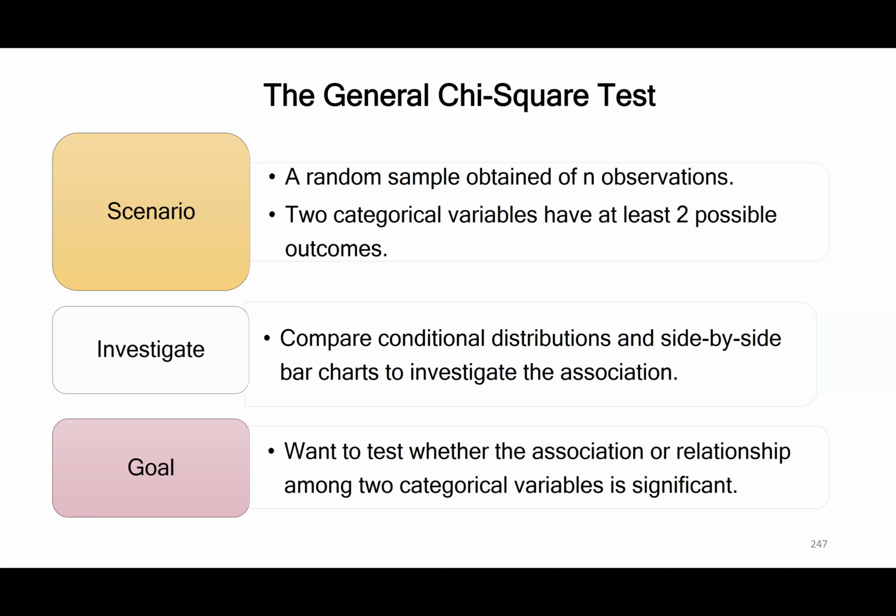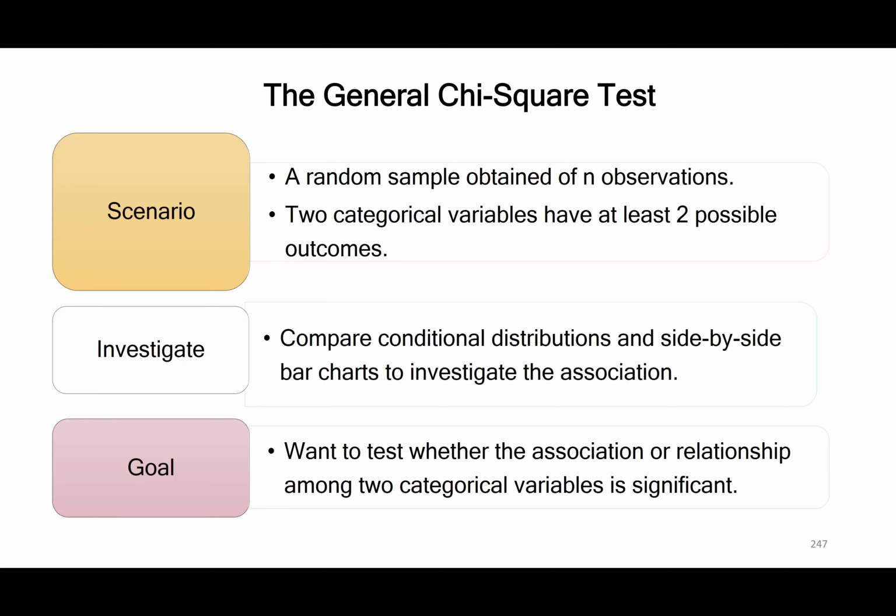In reality, if at least one of them doesn't have three or more categories, chances are you're going to use a two-sample z-test for a difference in proportions. So typically we want tables with at least three categories in one of the variables. We're going to compare the distributions in side-by-side bar charts to investigate this association.